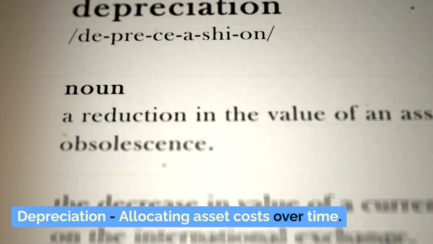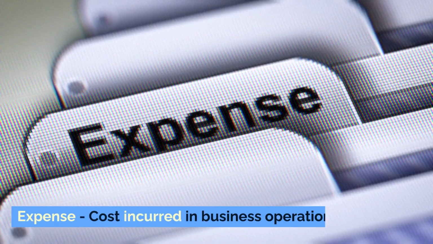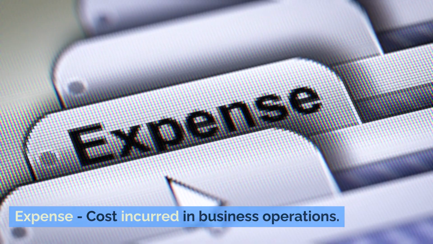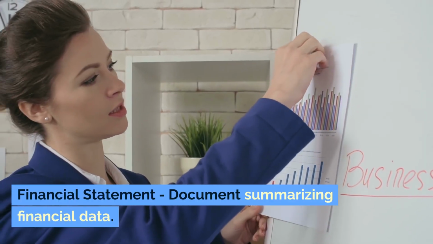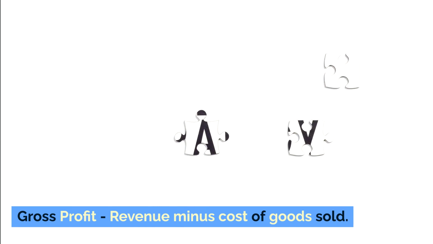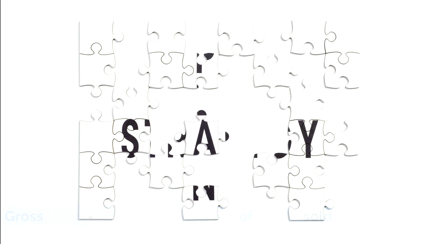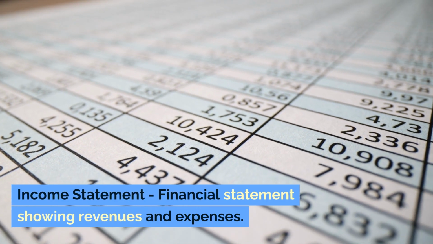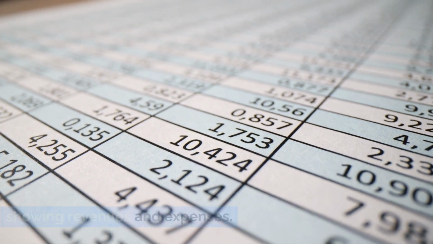Depreciation: allocating asset costs over time. Expense: cost incurred in business operations. Financial statement: document summarizing financial data. Gross profit: revenue minus cost of goods sold. Income statement: financial statement showing revenues and expenses.